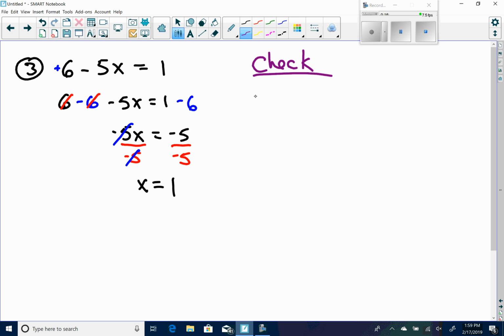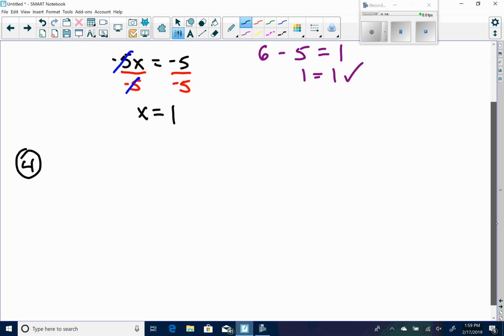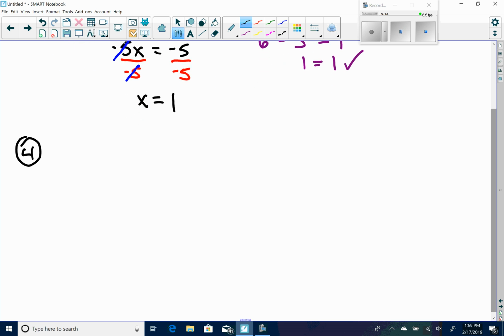And real quick to show the check, 6 minus 5 times 1 will equal 1. This becomes 6 minus 5 times 1 is minus 5, and 6 minus 5 is 1, and we get that on the other side. And then this last example here is going to be very similar to the previous one, but we might have, let's say, a 15 minus x equals 2.